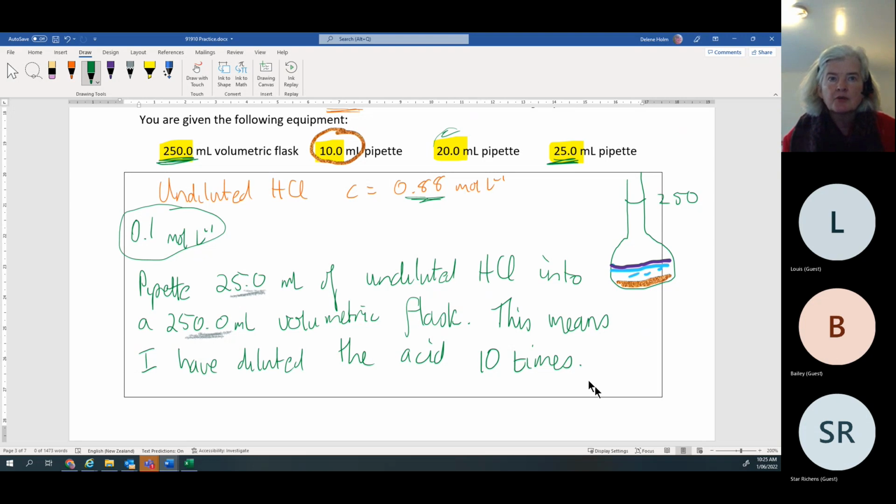Well, you're basically saying, the way I'm going to do it is I'm going to dilute it 10 times, because my undiluted is approximately 10 times more concentrated. And the way I'm going to do it is I'm going to take 25 mils of my undiluted acid, or 25.0 mils of my undiluted acid, and put it into a volumetric flask and fill it up with distilled water. And that means I've diluted it 10 times.